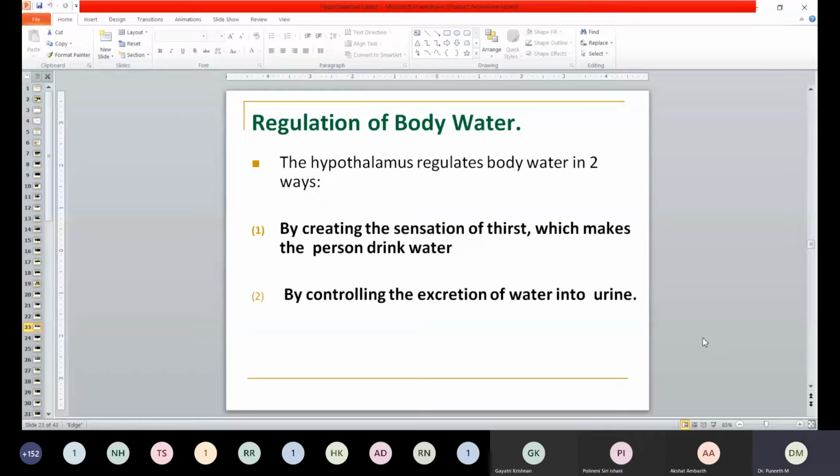The hypothalamus mainly regulates our body water in two different ways. One is by creating the sensation of thirst, which makes the person drink water. Second is by controlling the excretion of water in the urine. So these are the two mechanisms by which the hypothalamus regulates our body water.